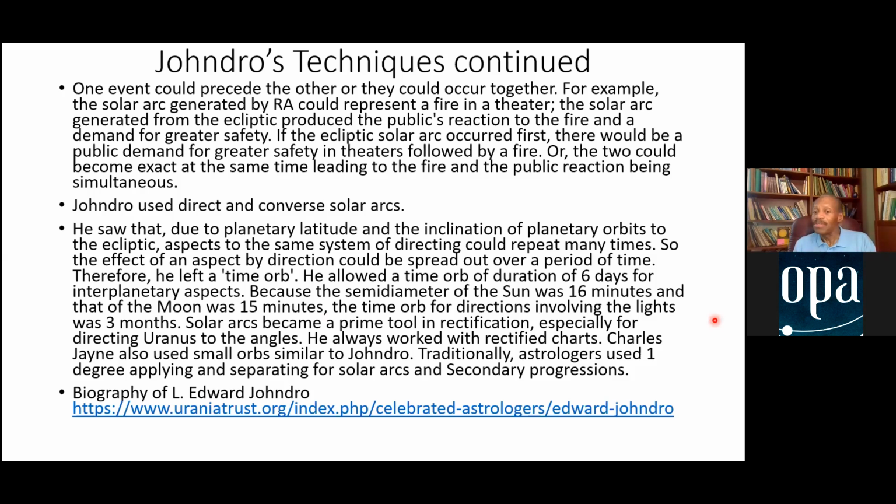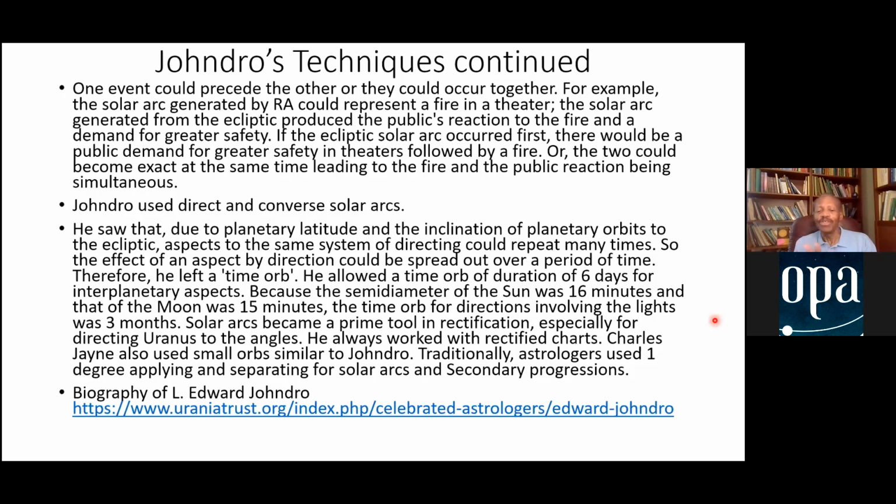And because the symbolic diameter of the sun was 16 minutes and the moon was 15 minutes, the time orb for directions involving the lights was 3 months. And solar arcs became the prime tool for rectification, especially for directing Uranus to the angles.